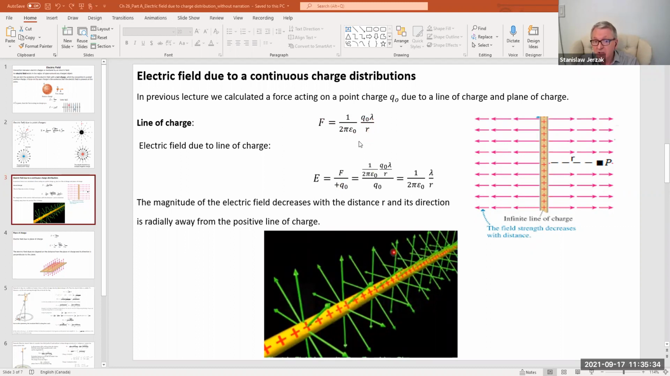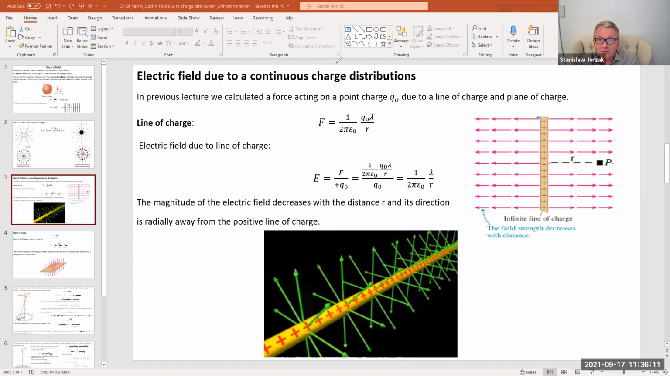R is the distance. R is not the radius. R is the perpendicular distance from that line of charge. So by definition, electric field is F divided by Q0. You substitute this expression for F here. And as you see, Q0 will cancel again. And the electric field due to a line of charge is given by this expression. It depends on the density of charge and, of course, on the distance from the line of charge. So I will be using this expression in the future as well.